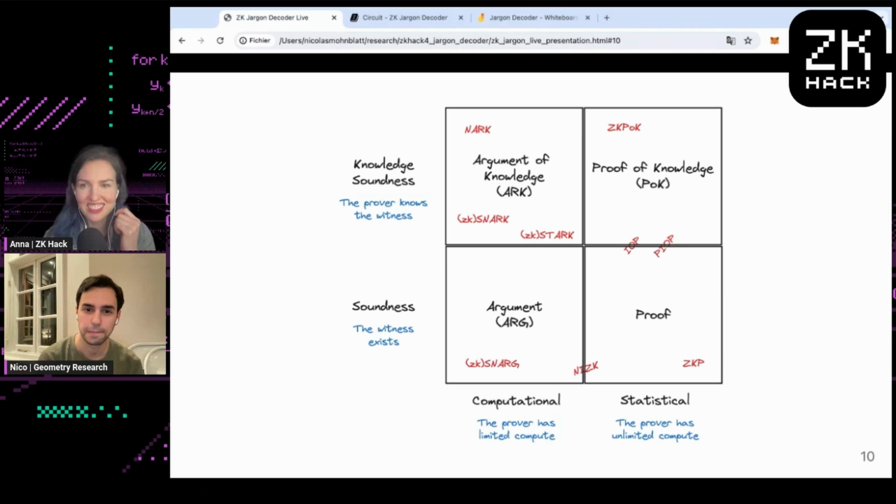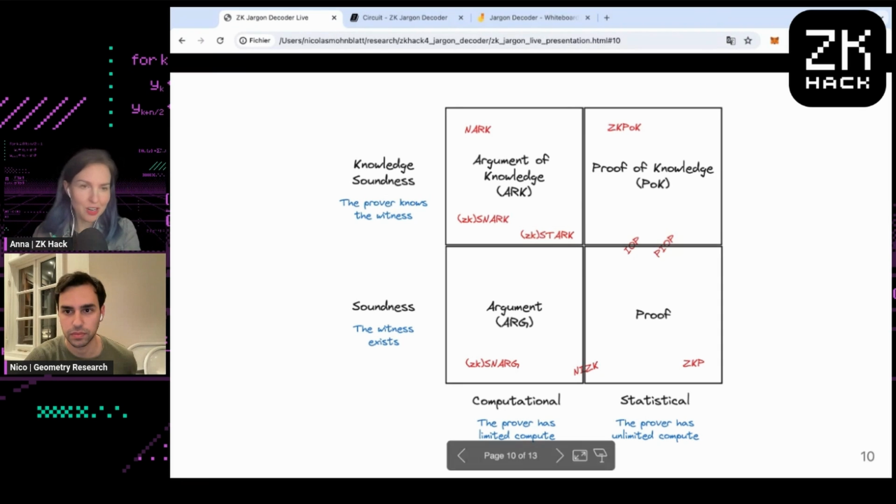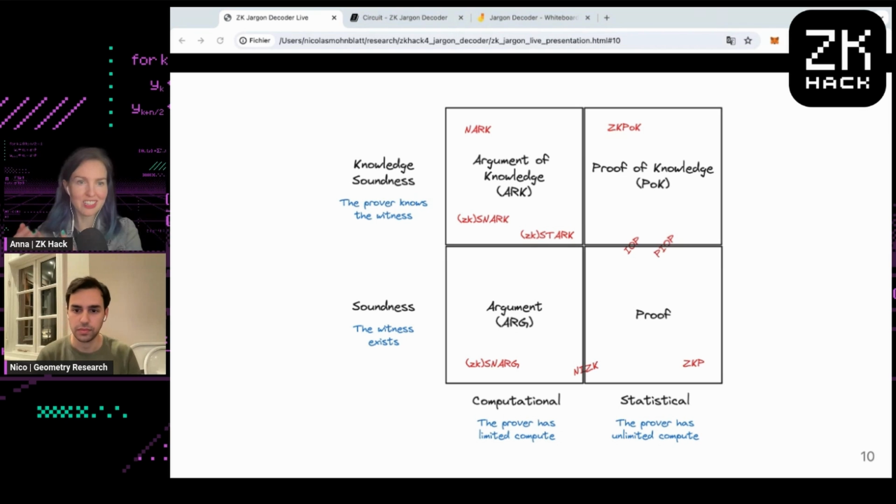Very cool. This is such a great graph. I know a lot of folks are asking, there will be a video of this. I feel we could probably share these slides after, right, Nico? Yeah, absolutely. We will be sharing the Jargon Decoder. We did share that link earlier in the chat. Maybe we can share it again here so people can keep their eyes on it. We're going to keep going, and we're seeing some really good questions come through.